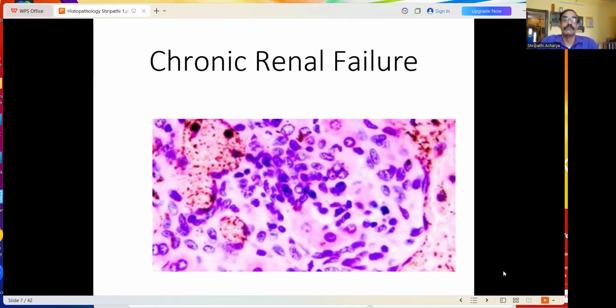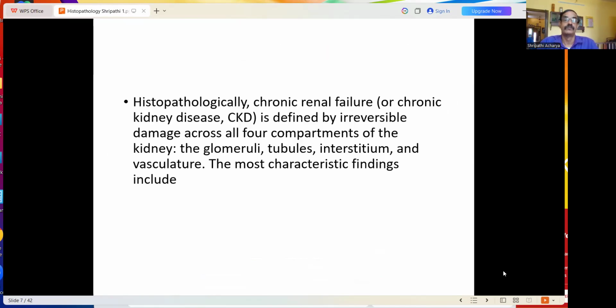Next, coming to chronic renal failure. This is the TS of the kidney of a patient who is having chronic renal failure. Histopathologically, chronic renal failure or chronic kidney disease (CKD) is defined by irreversible damage across all four compartments of the kidney: the glomeruli, tubules, interstitium, and vasculature.